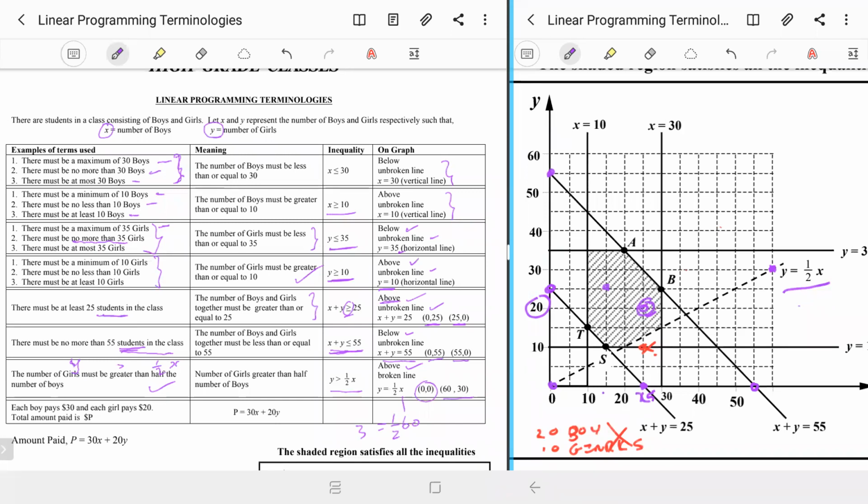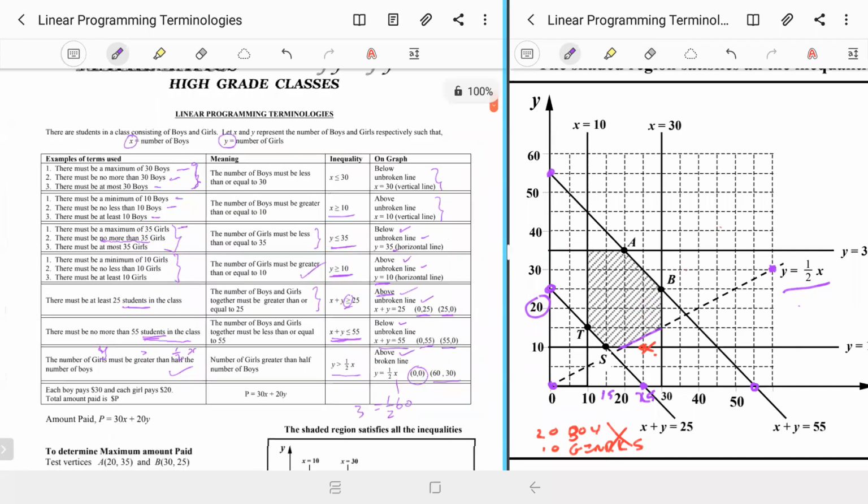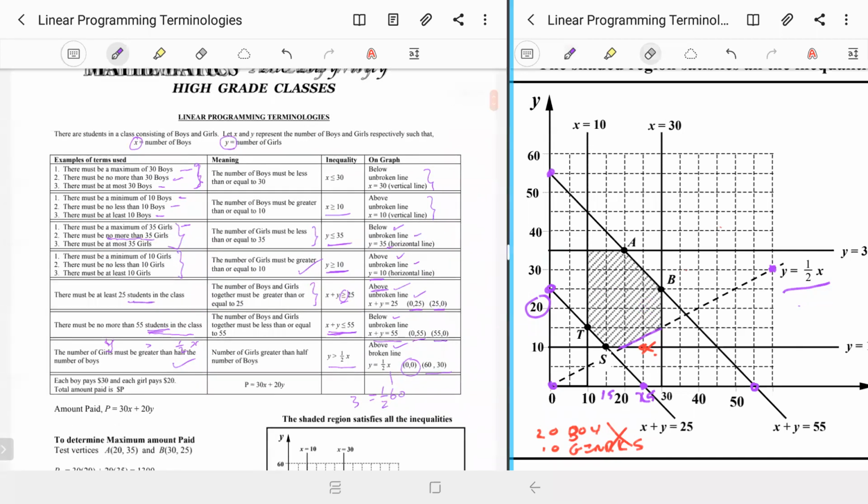Right here is 15 boys and 25 girls. That's good. You can operate there. The class can operate with that number of boys and girls. All right. So you can have any combination of boys and girls inside the region there, and you'll be satisfying the condition, just that you cannot use any along this side. That's a broken line. You cannot use any along that side. All right. Well, let us go further now and look at how we can do some of the calculations.